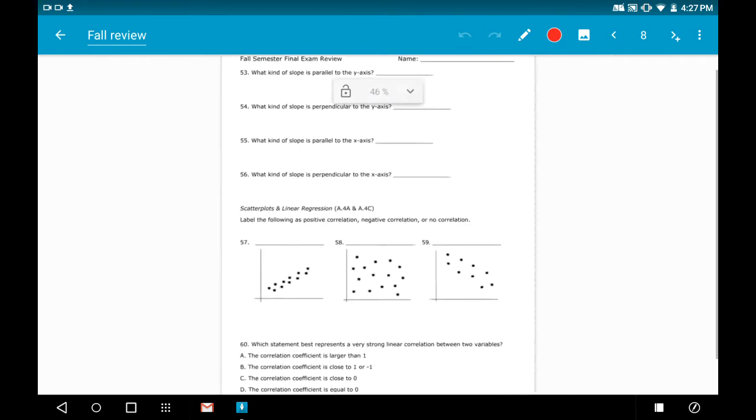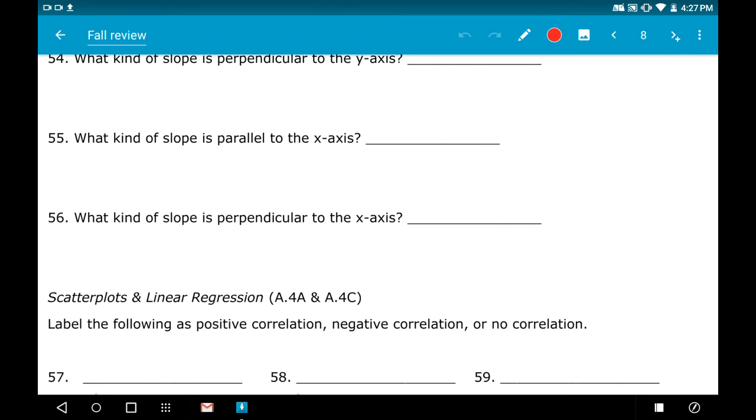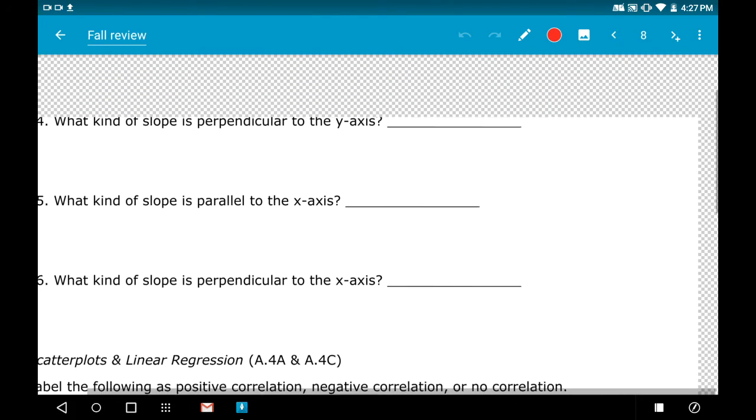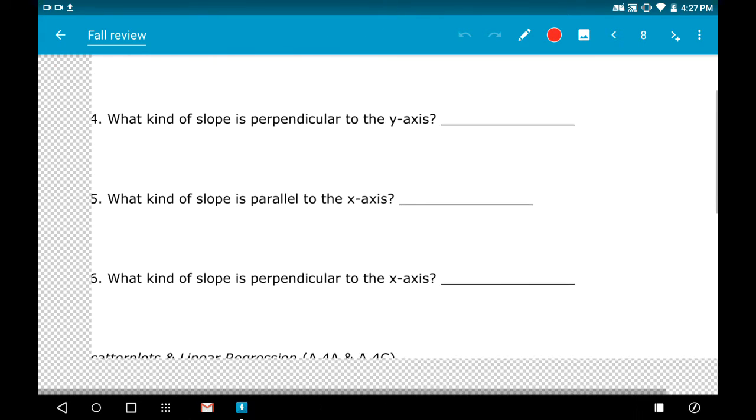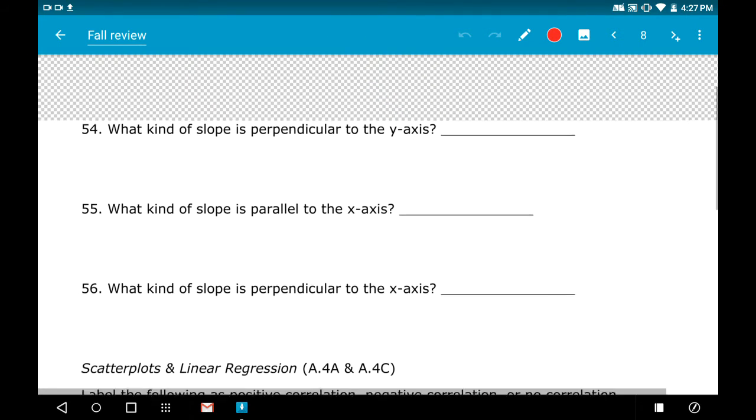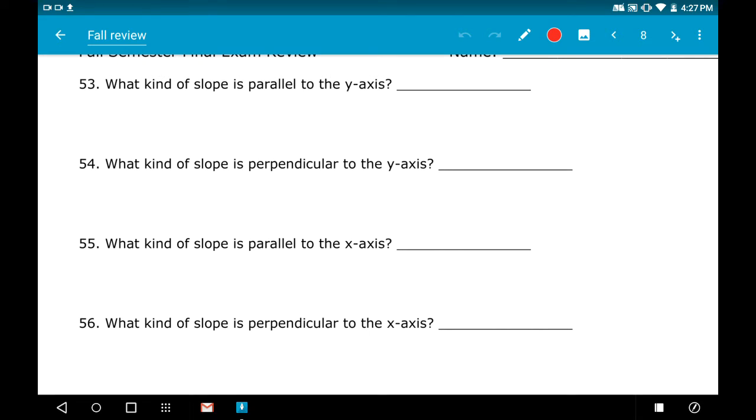So now we can go on to slopes parallel and perpendicular to the axis. So if we look at 53, it says what kind of slope is parallel to the y-axis. So if we look at what an axis looks like, it'd be like this. So this one up here is our y, this one's our x.